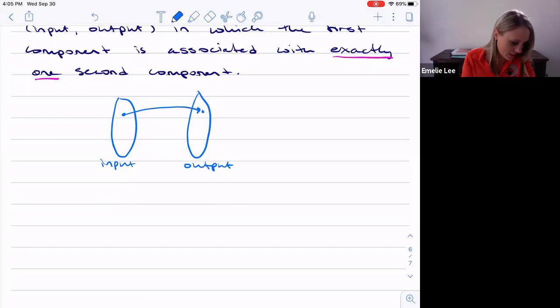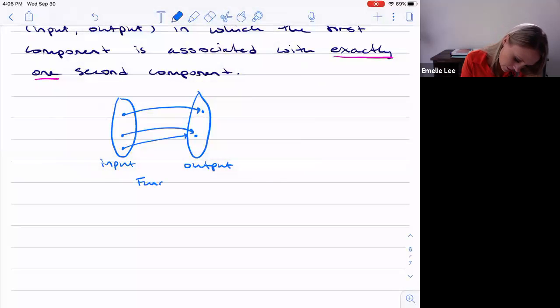What I can't have happen is, so this would be a function. Everything going to one output. In fact, you can have something go to the same output. That's fine. But from each element in the input, you can only have one mapping, right? They can map to the same thing, that's allowed. So this is a function.